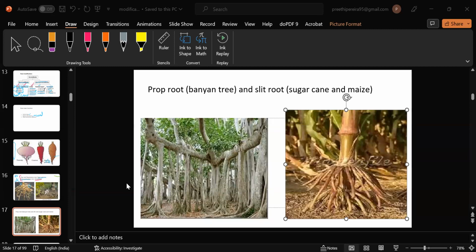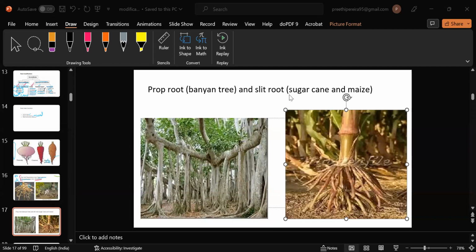They are not absorbing water. Another example is stilt roots. Stilt roots you can see in monocot plants like sugarcane and maize. In sugarcane and maize, from the nodal region, you can see roots arising.